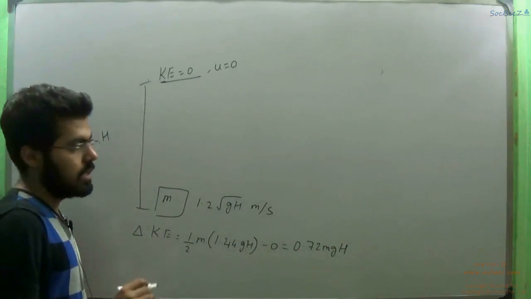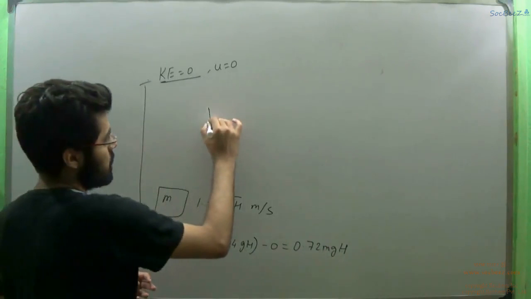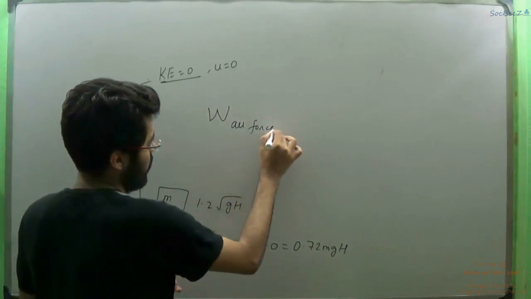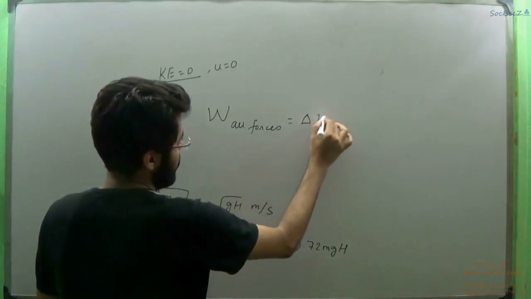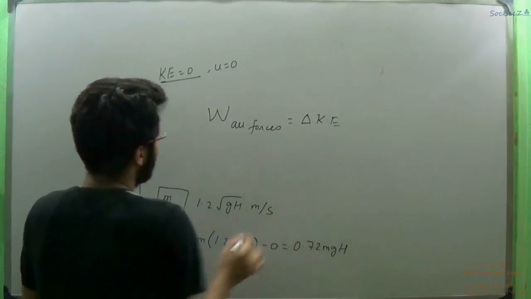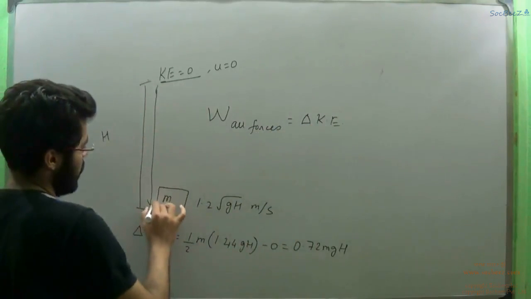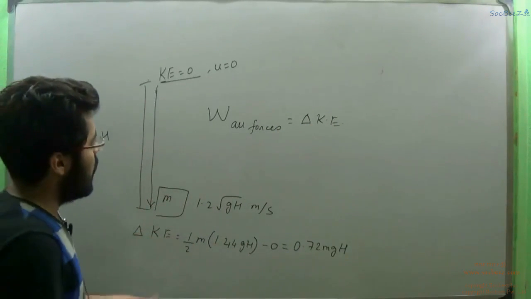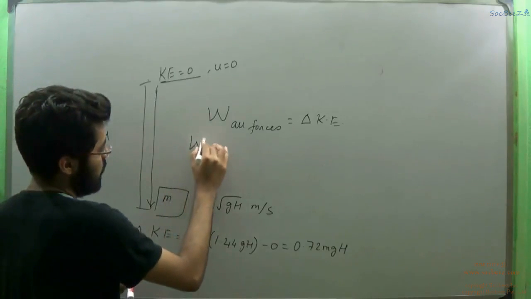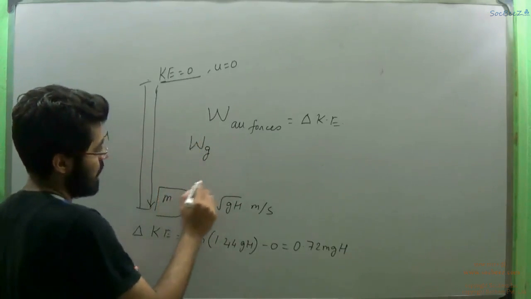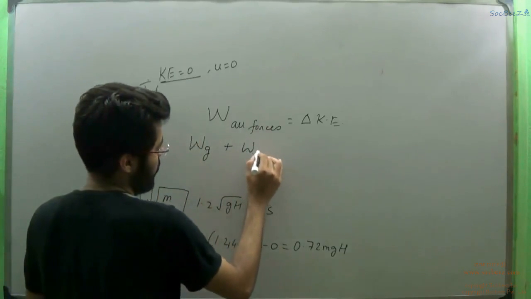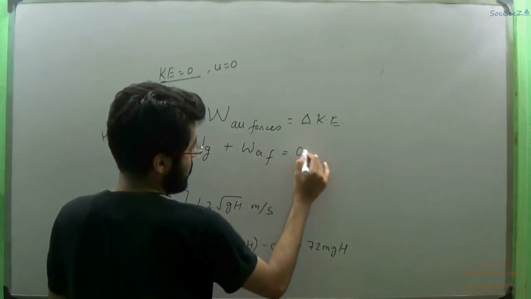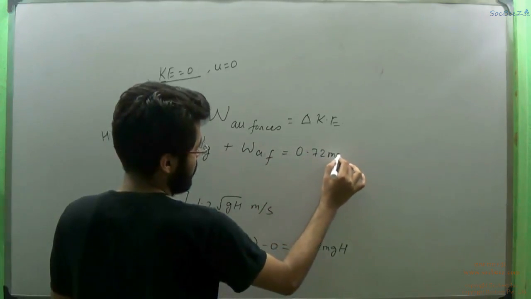Now what we have studied is that work done by all forces is equal to change in kinetic energy. So in this process, in this track, what were those forces? There was simply work done by gravity plus work done by air friction, and that is 0.72 mgh.